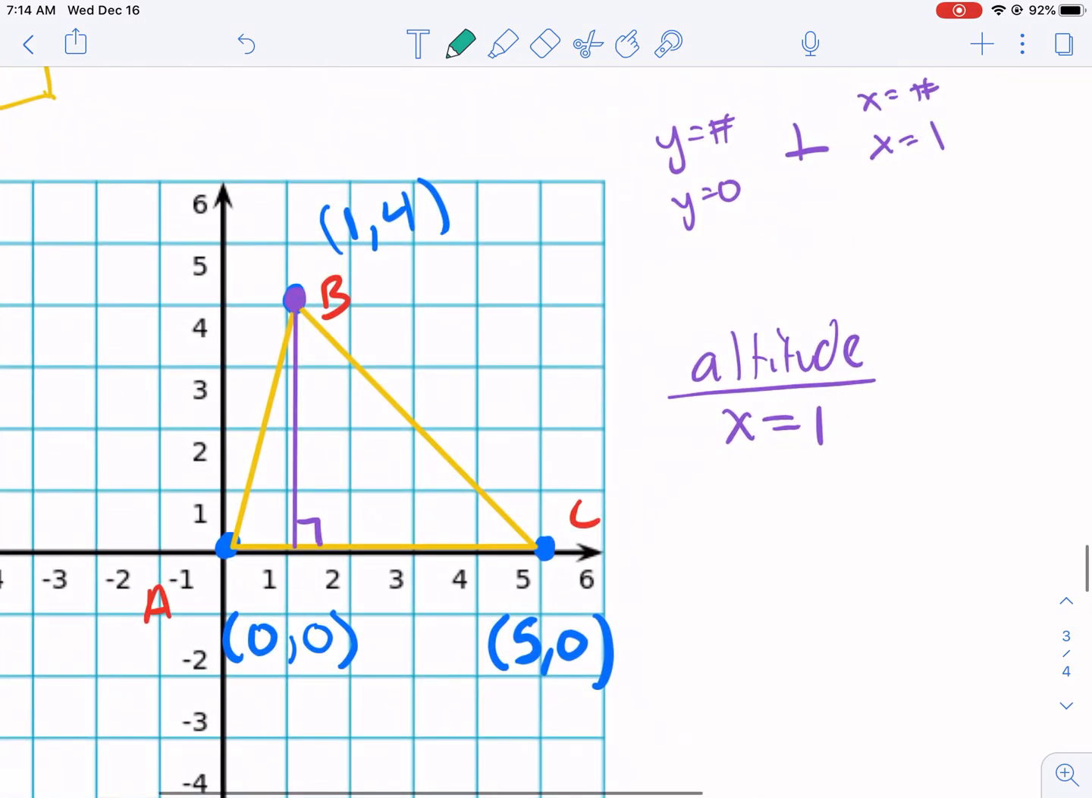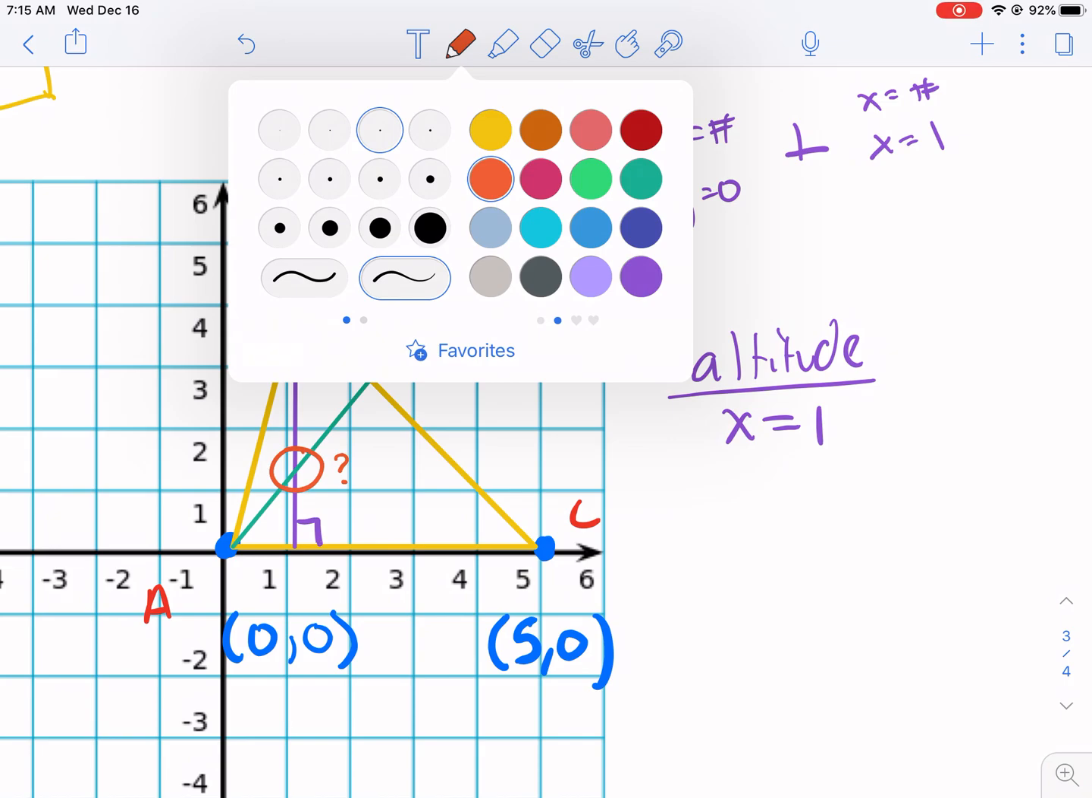Which one should we use? Well, I think the altitude here is going to be a little bit easier. So I'm going to draw this altitude like this. And now I have no clue where this one is going to be; it's not apparent to me. That's my intersection. That's going to be my orthocenter.